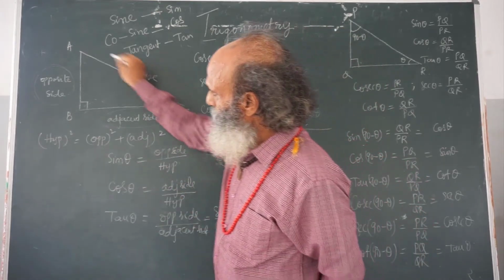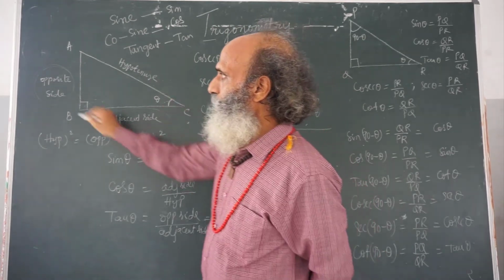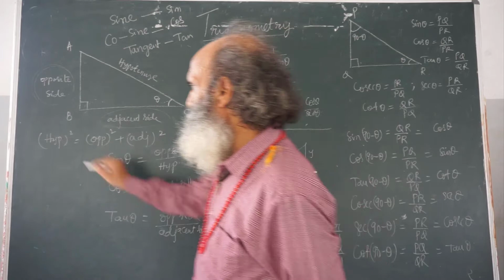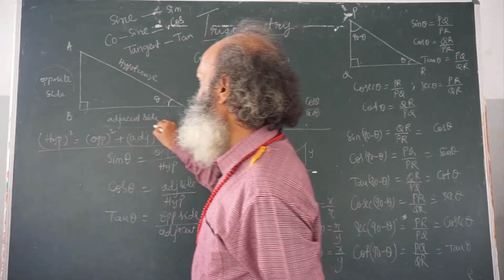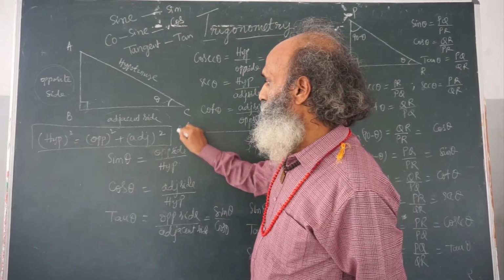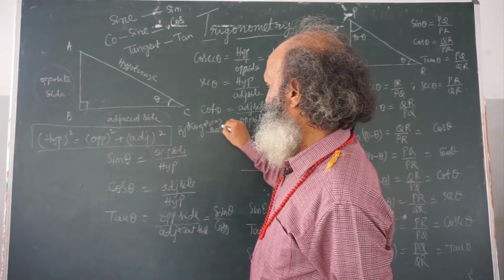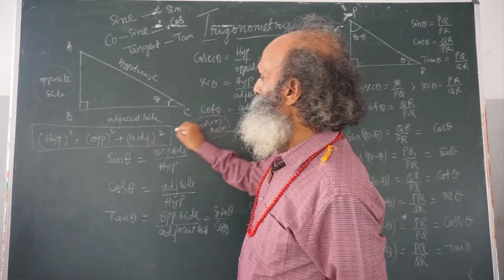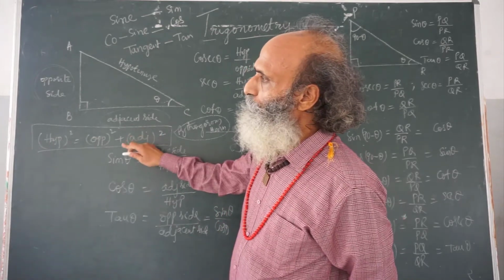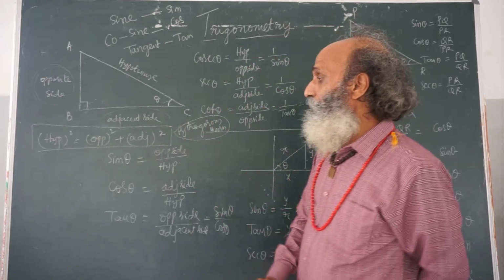So, in this right triangle, we have a hypotenuse and a particular angle theta. For this angle, there is an opposite side and there is an adjacent side. And always we have the relation: hypotenuse square is equal to opposite side square plus adjacent side square. This is what we call Pythagoras theorem. So this we will use in almost every problem. Hypotenuse square is equal to opposite side square plus adjacent side square.